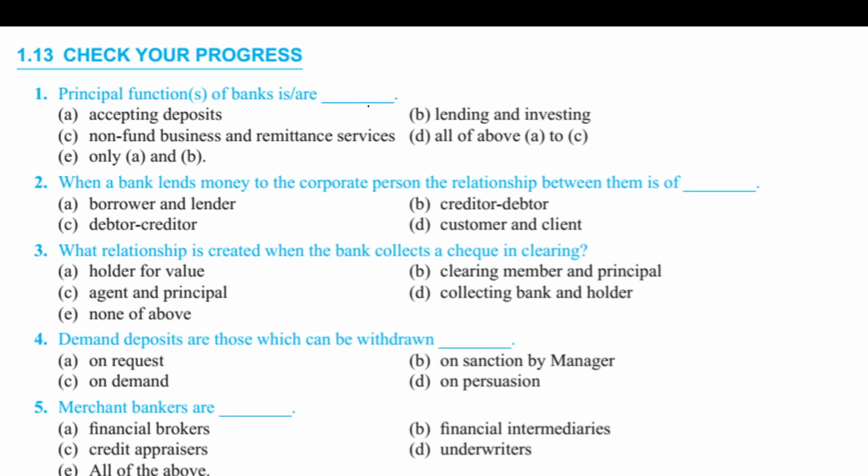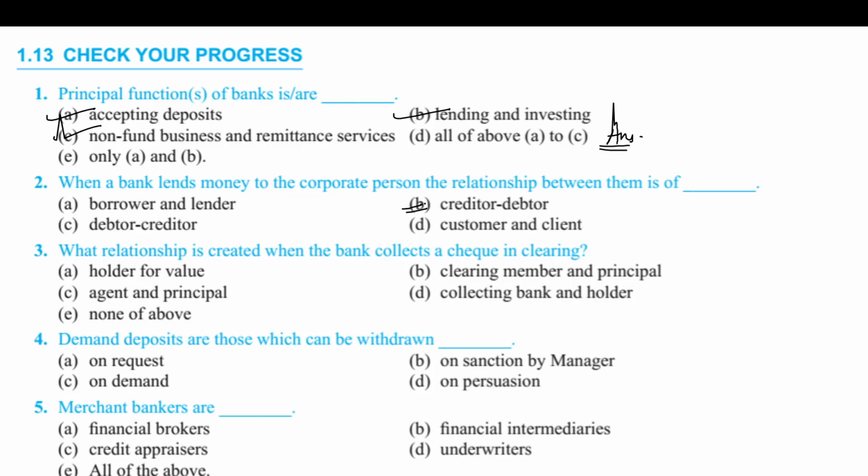Now let's look at questions which are provided in Macmillan book. Number one, principal function of bank is or are accepting deposit, yes. Lending and investing, yes. Non-fund business and remittance service, yes. So all of the above is the correct answer for this question. When a bank lends money to the corporate person, the relationship between them is that of creditor and debtor. So B is your correct answer.